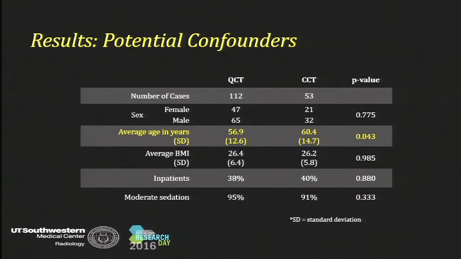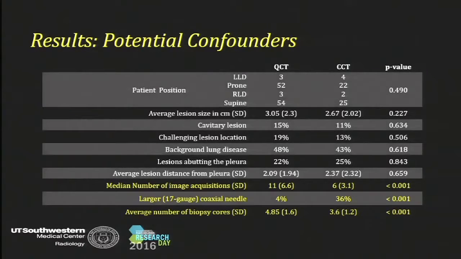We had 112 included cases for QCT, 53 for CCT. On the left column, you have our confounders, p-values here. Essentially, BMI, in-person in patient, moderate sedation use, gender, everything was the same, except for average age in years. The QCT group of patients was 3 years younger than the CCT group. These are the other confounders. All the lesion-based factors were actually the same, as well as some of the technical ones.